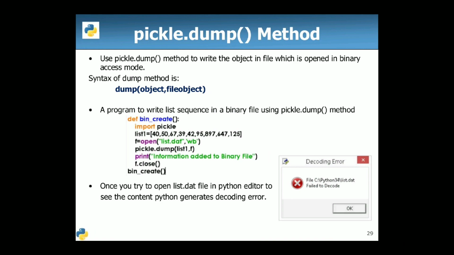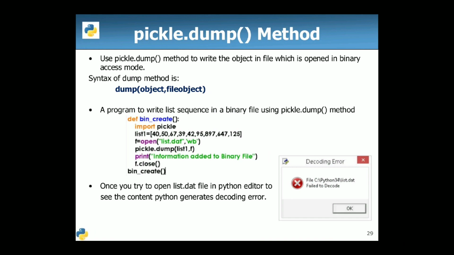Here is a short program to write a list in a binary file using the pickle.dump method. We have created a function with the name bin_create. We have imported the pickle module. It is not mandatory to import the pickle module inside a function. We can import it anywhere in our program, at the first line also. Next is list1. We have a list over here. We have opened the file list.dat, that is a data file, in binary format for writing because we have to dump this particular list into the file.